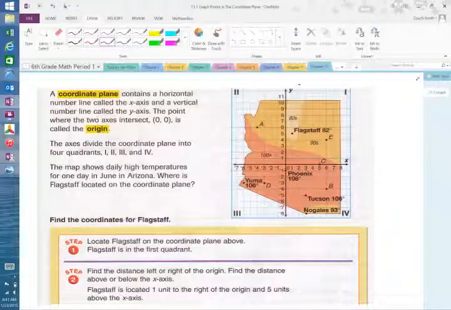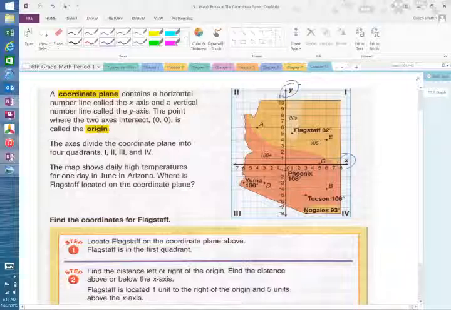Okay, coordinate plane. A coordinate plane contains a horizontal number line called the x-axis. Remember, horizontal? This way, parallel to the ground. And a vertical number line called the y-axis. Vertical, up and down. You will see those labeled right here on the picture.